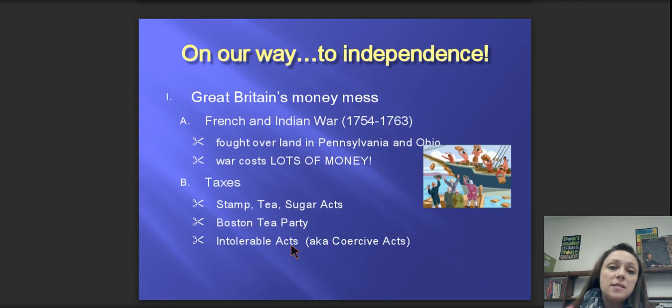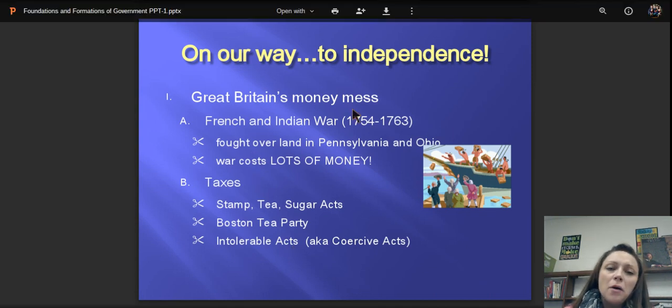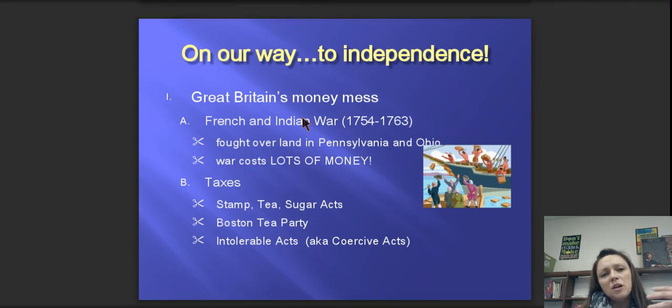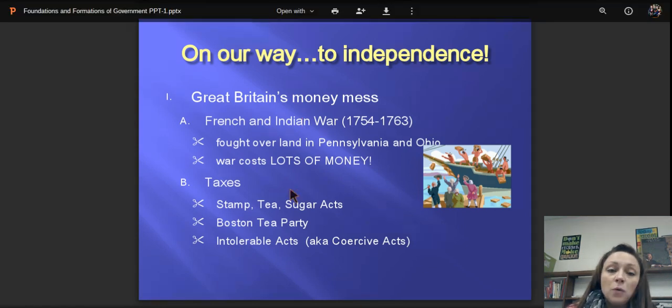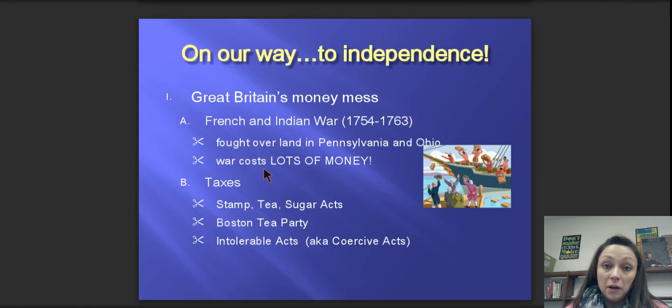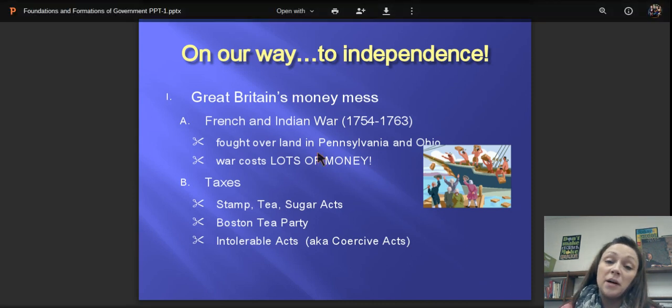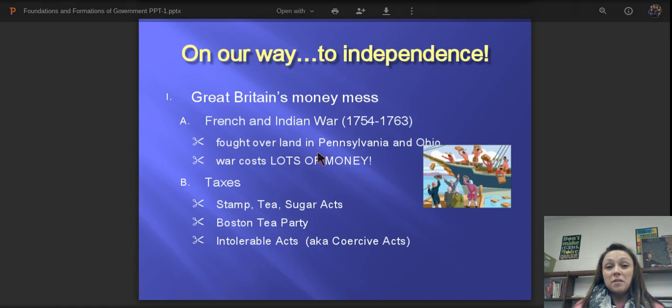But let's step back for a second. How did the French and Indian War influence, or directly impact, the American Revolution? Well, in order to repay the debt, or rebuild the British treasury that was basically bankrupted by the French and Indian War, King George III and Parliament decided that it would be a great idea to tax the American colonies. Now, there were two schools of thought on this.